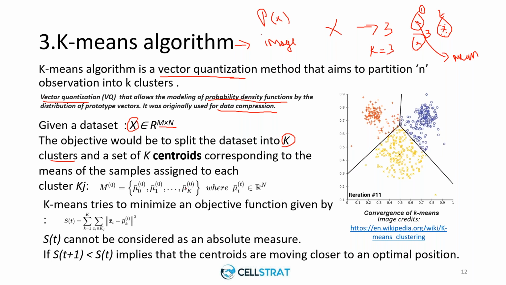Those centroids are represented, for example, for clusters indexed by j, as mu naught, mu 1, up to mu k. For k clusters, you will have k number of centroids. This is denoted for different iterations. Here, as you can see from this diagram, these black dots are your centroids. Now observe how these centroids are changing over different iterations.